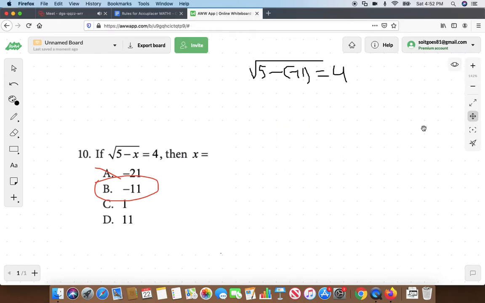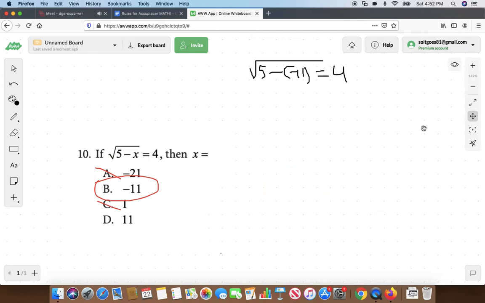If I plugged in a 1 for x, I'd get the square root of 5 minus 1. What's 5 minus 1? 4. I get the square root of 4 equals 4, and we know that's not true, because the square root of 4 is 2, not 4. So C is gone. That was easy.